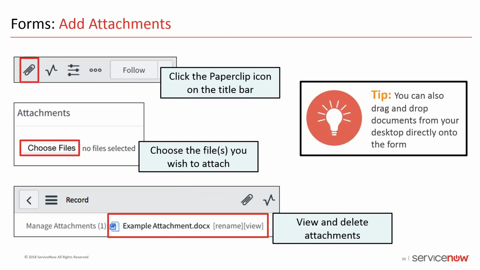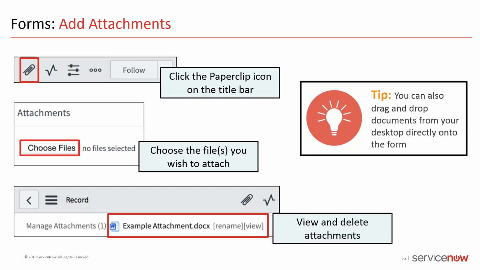Attach additional documentation such as emails, spreadsheets, screenshots, and documents to your record. To add attachments, click the paperclip icon on the form title bar and choose your file. You can attach multiple documents using this method. Alternately, you can simply drag and drop documents from your desktop onto the form to add attachments.